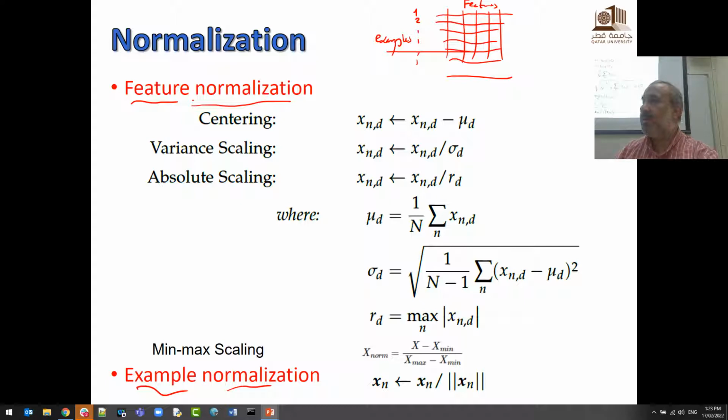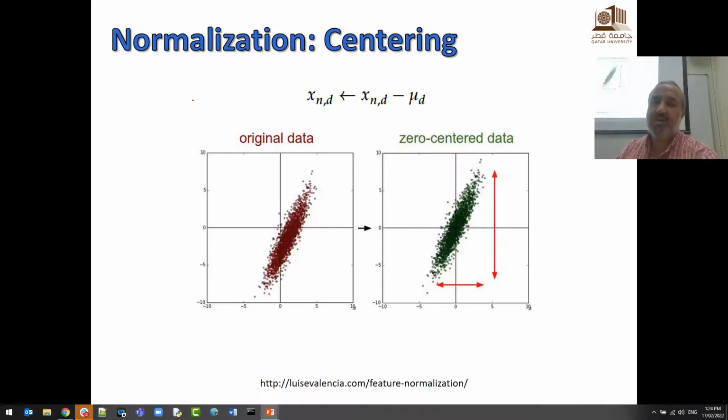Then each example has features, with a feature value. We will talk about the details, but I'm just telling you that there are two ways of doing the normalization. One is applied on the features, and the other is applied on the examples. Now let's talk about each one.